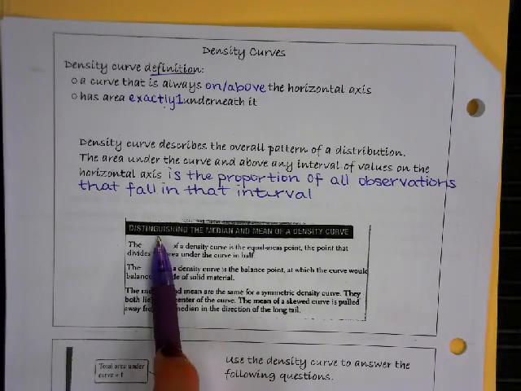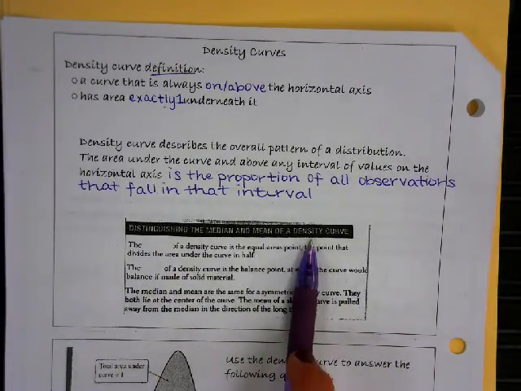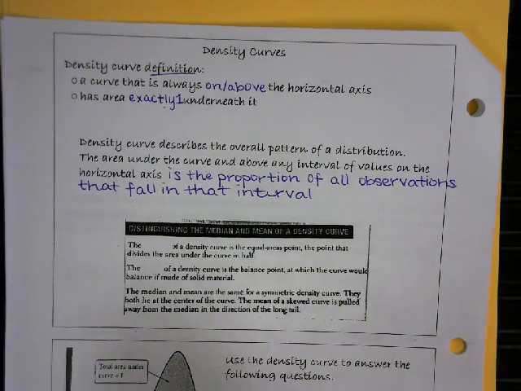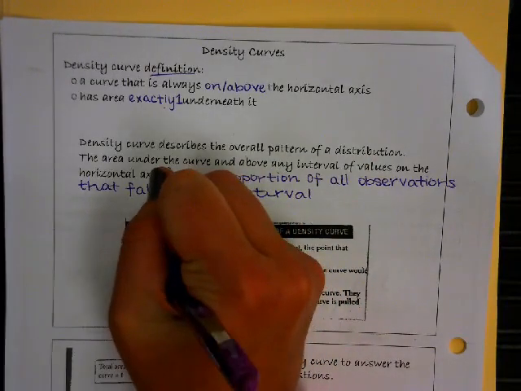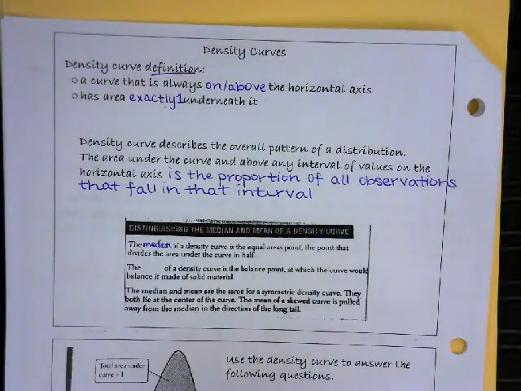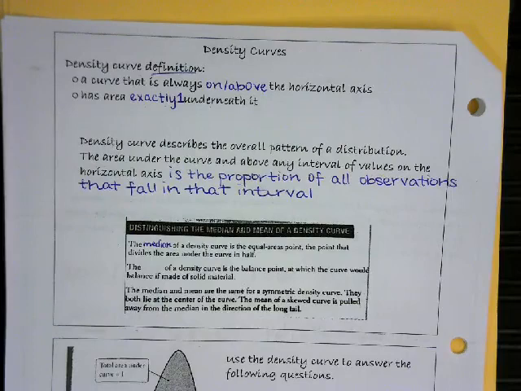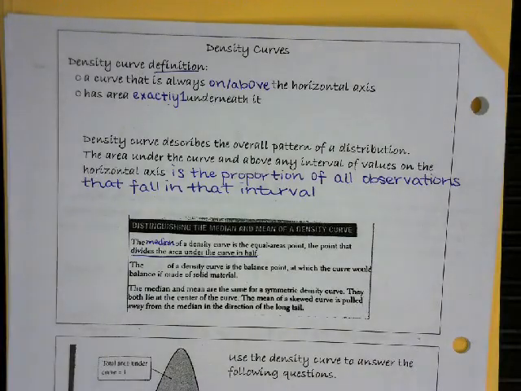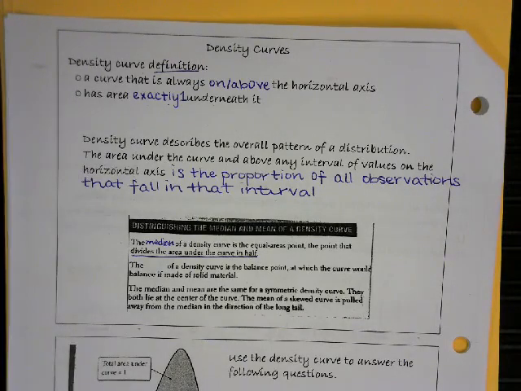So when it comes to distinguishing the median and mean of a density curve, by the way, I stole this picture from your textbook, so it is in there if you ever need to reference it. The median of a density curve is the equal areas point. That means the point that divides the area under the curve in half. Which makes sense if we think about the definition of median. That's the middle data point. So you have 50% below and 50% above. So it's the point that divides it in half.